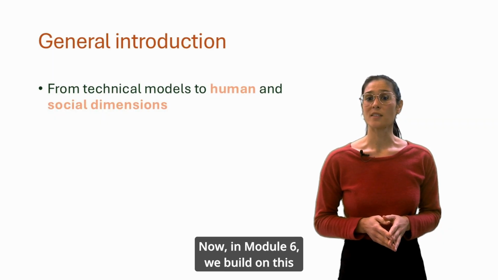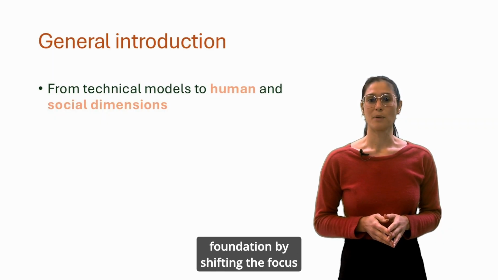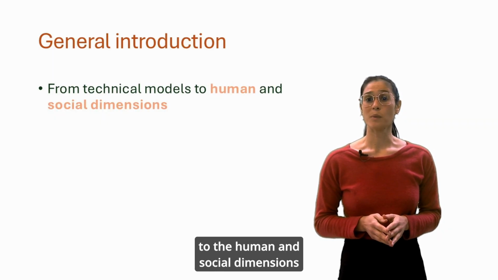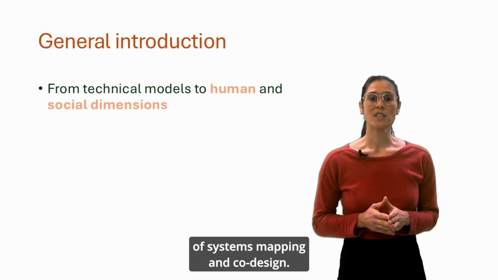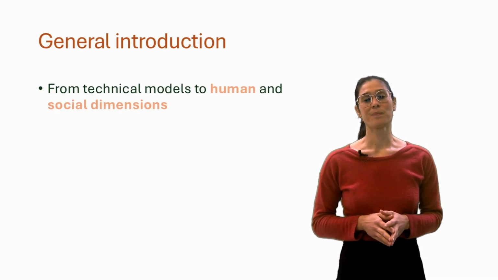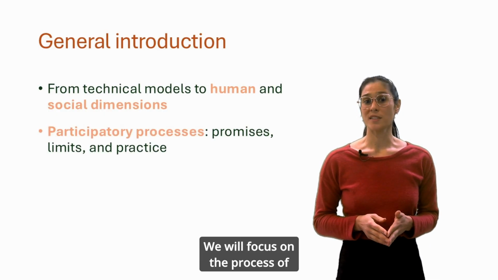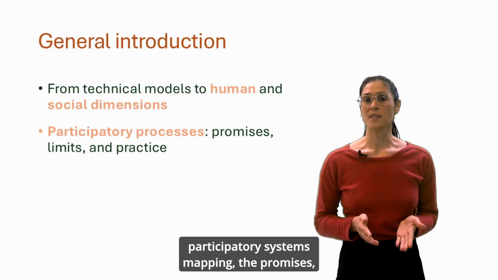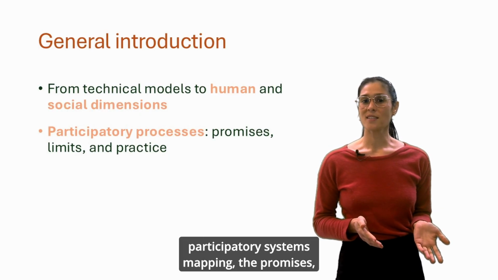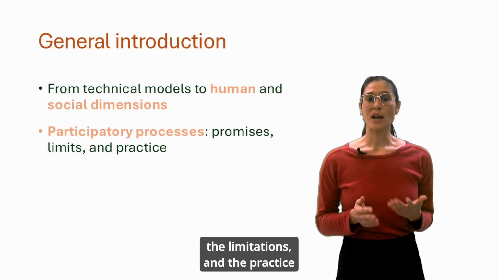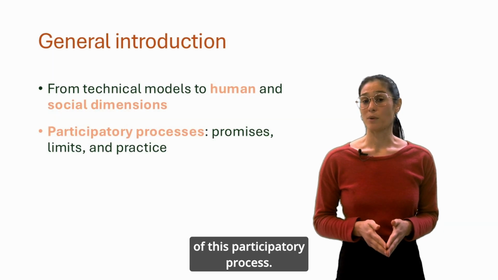Now, in Module 6, we build on this foundation by shifting the focus to the human and social dimensions of systems mapping and co-design. We will focus on the process of participatory systems mapping, the promises, the limitations, and the practice of this participatory process.